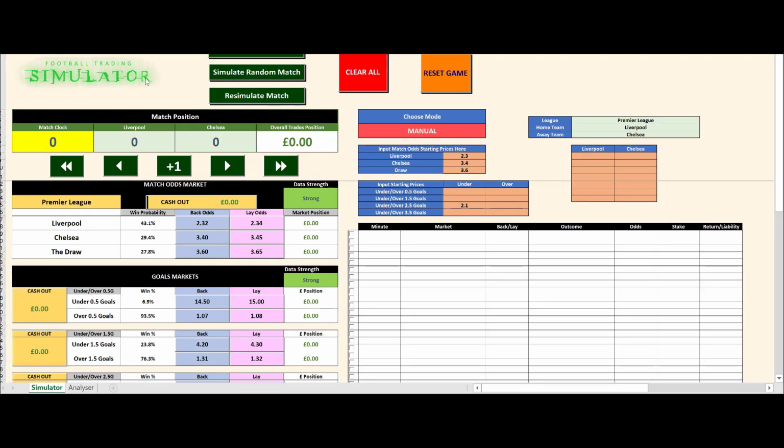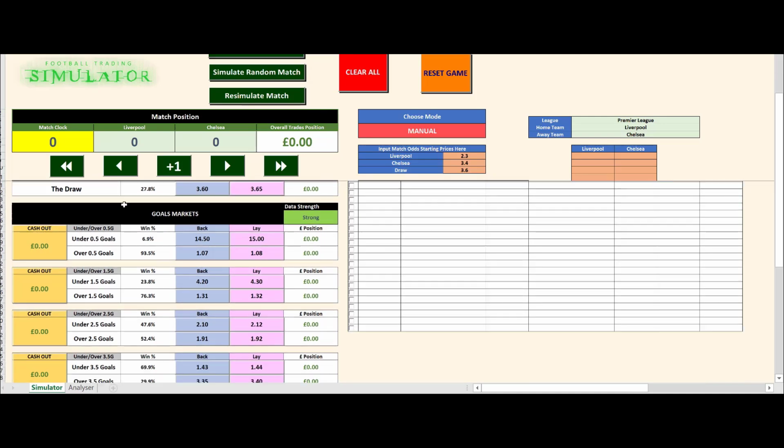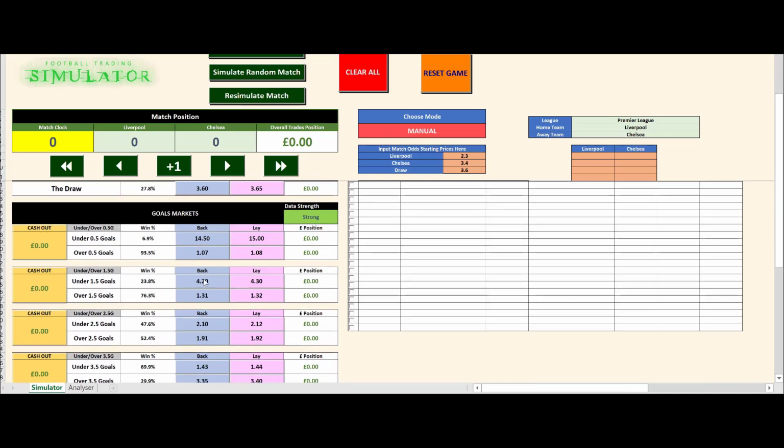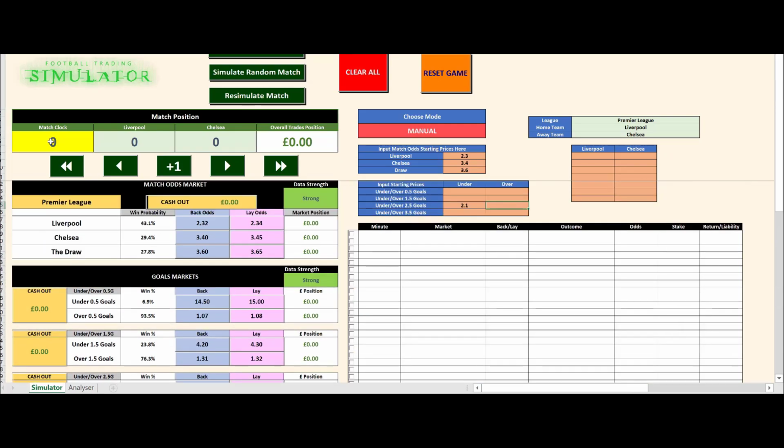So as I mentioned, with the Football Trading Simulator, it is just a case of taking the starting prices from a football match. You plug it in to the simulator for both the match odds and the goal markets, and then it is going to model all the in-play prices and all the different scenarios that can play out and pretty much predict the future. So you can see we've got Liverpool against Chelsea, and I took this from the actual Liverpool-Chelsea match, and this is the markets. And let me just move the clock forward.